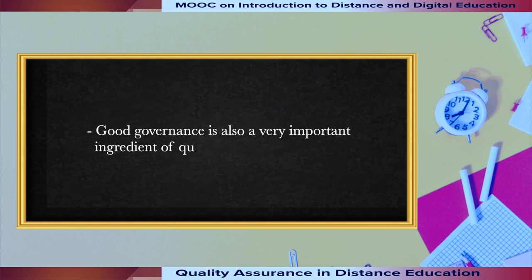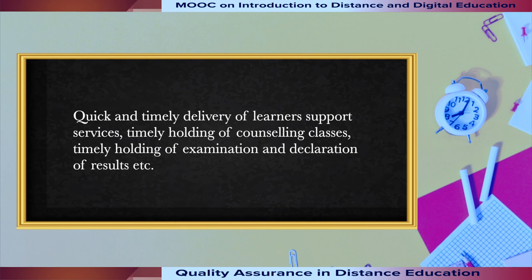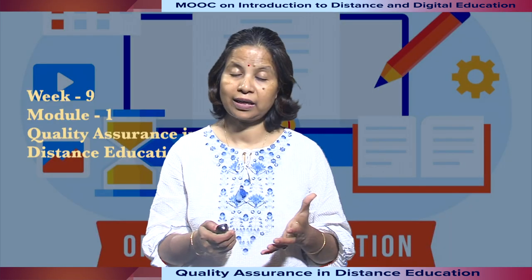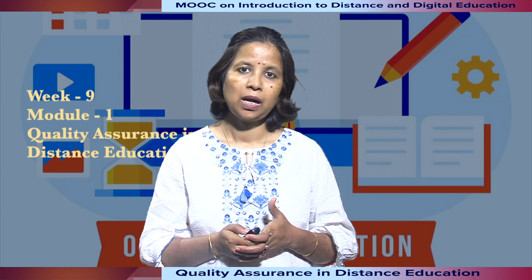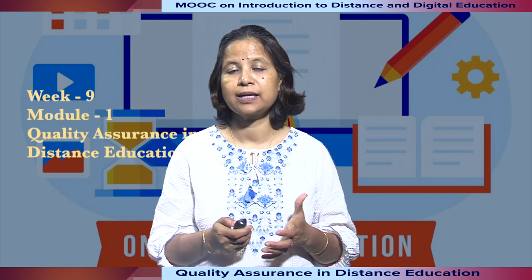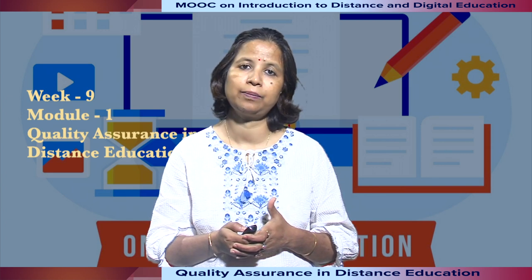Good governance is also a very important ingredient of quality assurance. Quick and timely delivery of learner support services, timely holding of counseling classes, timely holding of examinations and declaration of results, etc., hold the key for good governance and credibility of the ODL system. The open universities and institutions should provide and deliver the study material and hold the counseling classes timely and effectively.